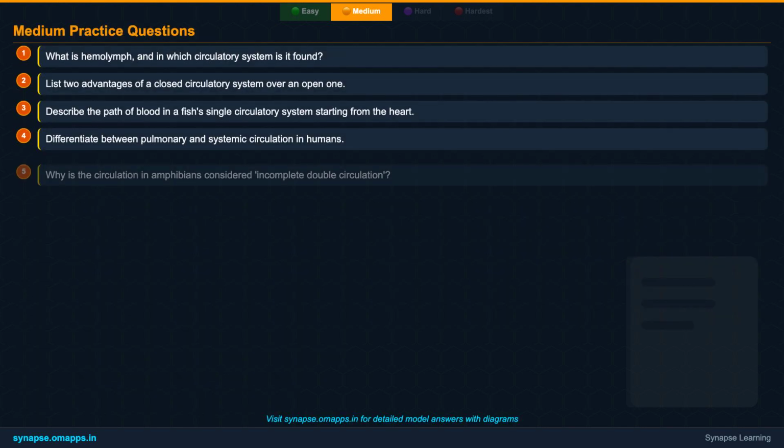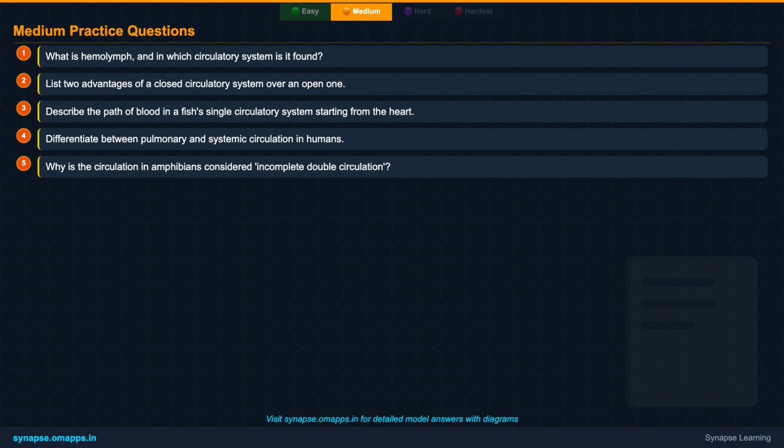Alright, let's solidify your knowledge with 5 medium-level questions. Q1. What is hemolymph and in which circulatory system is it found? Q2. List 2 advantages of a closed circulatory system over an open one. Q3. Describe the path of blood in a fish's single circulatory system starting from the heart. Q4. Differentiate between pulmonary and systemic circulation in humans. Q5. Why is the circulation in amphibians considered incomplete double circulation? Take your time to answer each one.